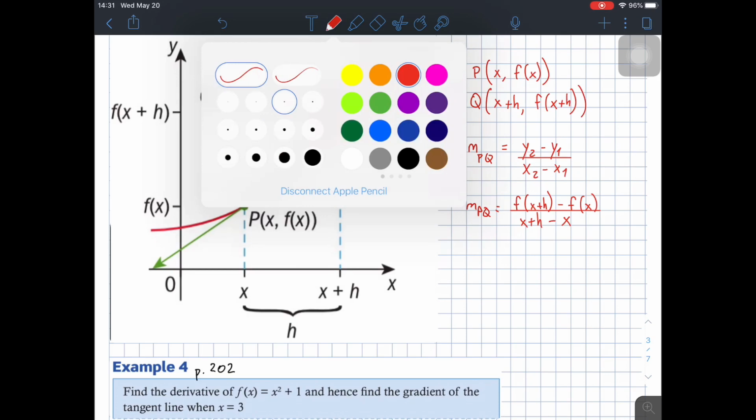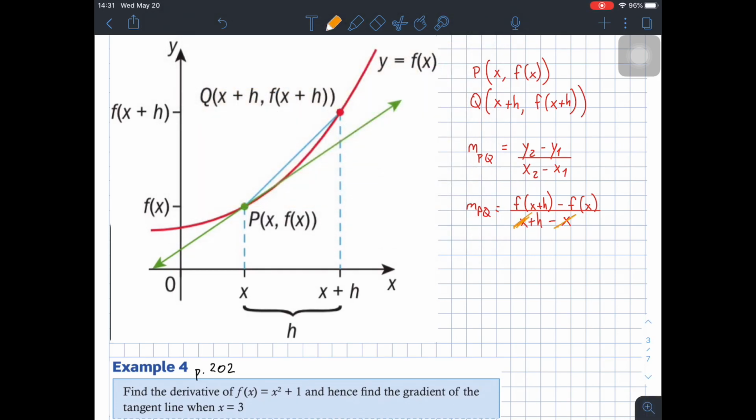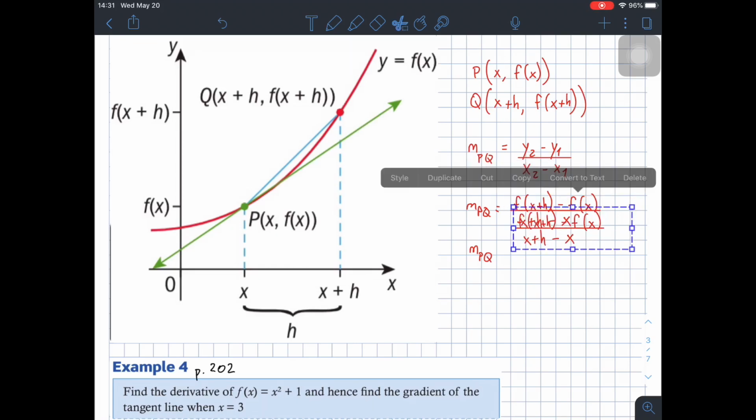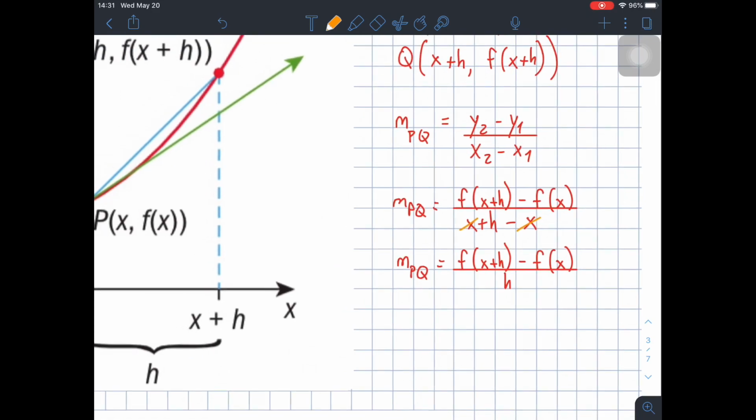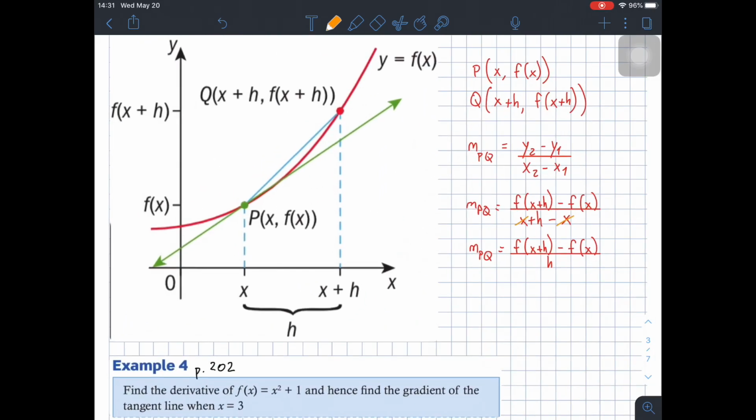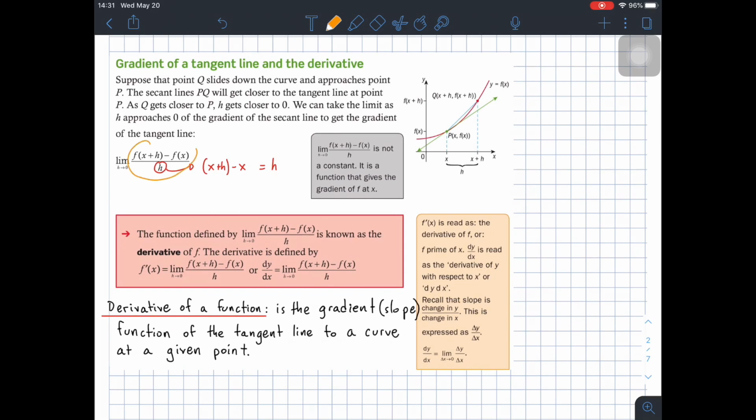So you see that here, this x simplifies with this x over here. So this is the same as saying that the slope of PQ, let me just copy this to save some time, is equal to f of x plus h minus f of x divided by h, because the x simplifies this one with this one. And this exact formula is what we have written here: f of x plus h minus f of x over h.